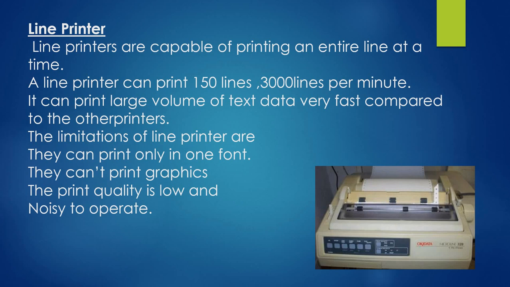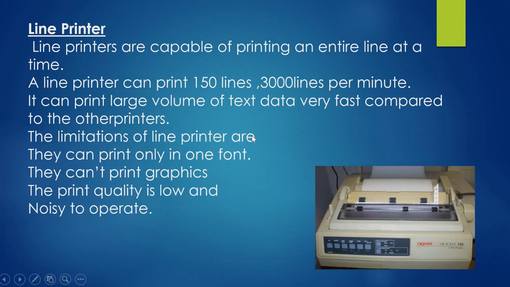Line printers are capable of printing an entire line at a time. In line printer, it is printing entire line at a time. Then the line printer can print 150 lines to 3000 lines per minute. And it can print large volumes of text data. It is not used for graphics because it can print only in one font. That's why it is not used for printing the graphics. It is used for printing the text data.